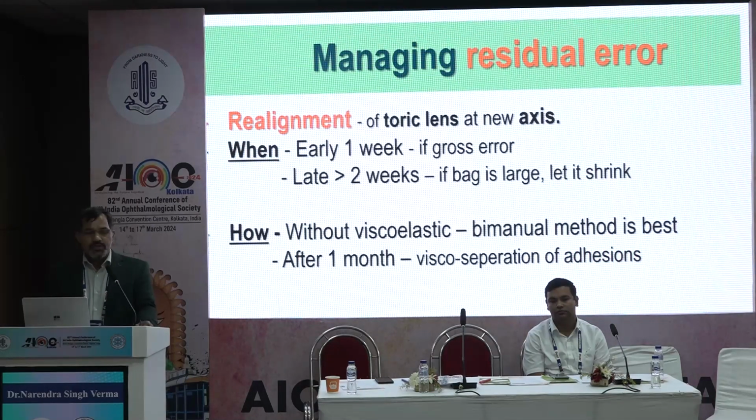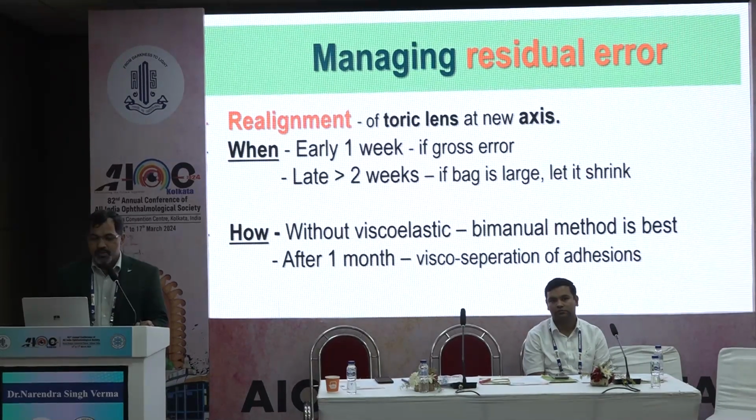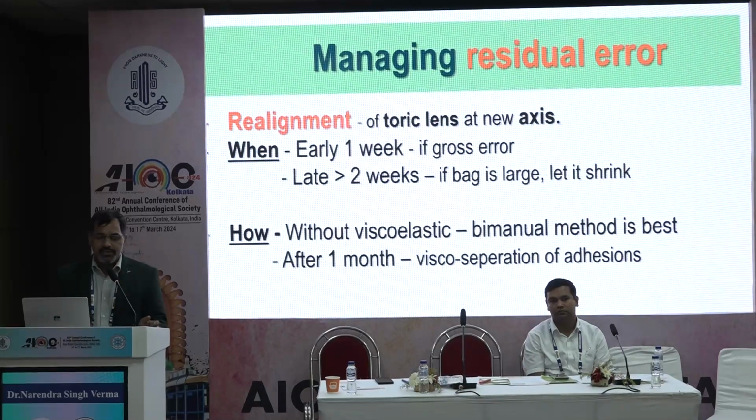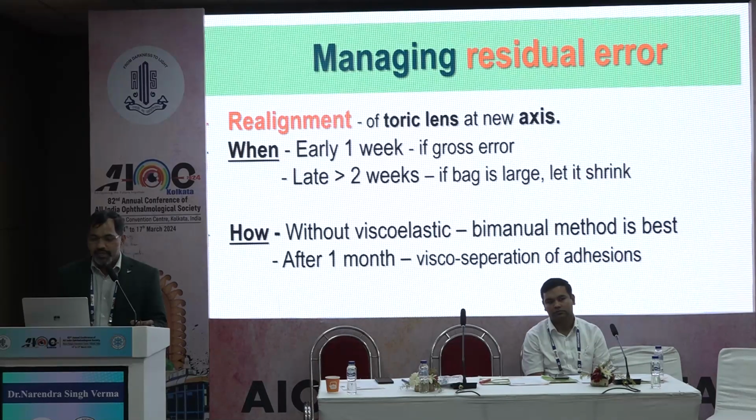When should realignment of the toric lens to the new axis be done? It should be done as early as possible if there is a gross error, such as a transcription error or a 90-degree flip. Waiting more than 2 weeks is advisable in high myopes, where the bag is very large and if you realign, the lens can rotate. So let the bag shrink a little, then after 2 weeks it is advisable to realign the lens.